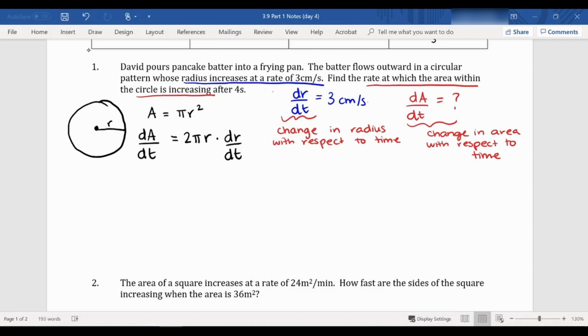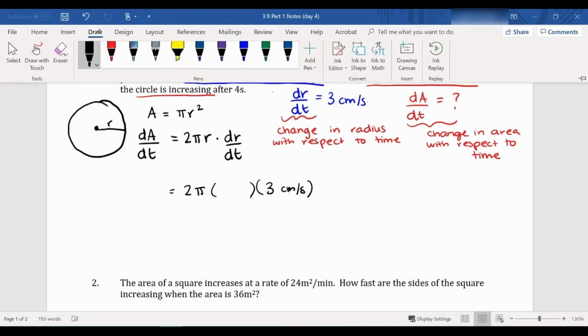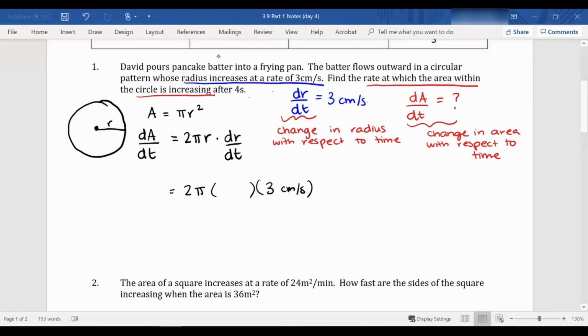So now we already know some information here. 2 and pi are just numbers. We need to figure out r, but we know dr/dt is 3 centimeters per second. Now we can find r because the question told us this was happening after 4 seconds. So after 4 seconds, the radius would be 12 centimeters, because 1 second would be 3 centimeters, 2 seconds, another 3, etc. So this means I actually know r, it's 12 centimeters.